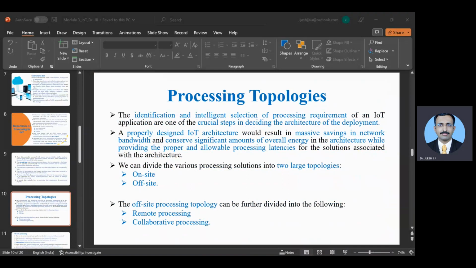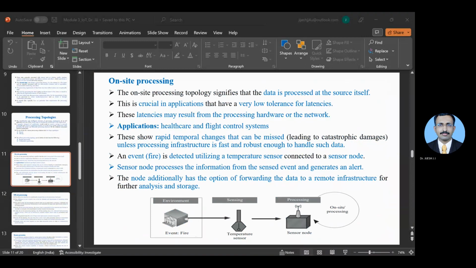We have also discussed on-site processing. What do you mean by on-site processing? What have we understood in on-site processing? The processing takes place in the source. So the processing of the data takes place in the source itself. If it takes place in the source itself, we call it on-site. For example, where suddenly there is a rising temperature, at that source itself the processing takes place, then it is called on-site.